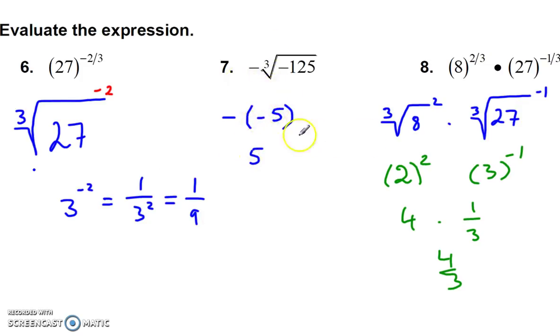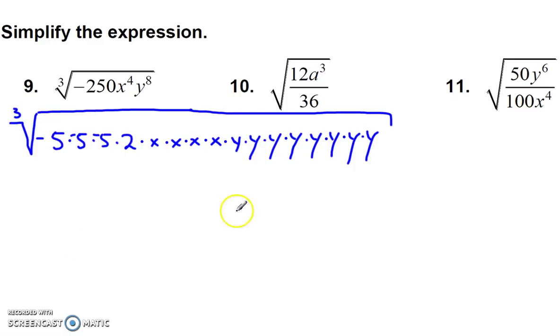Okay, 7 doesn't need a lot of explanation. 8, same situation. I can put the square underneath or outside. So I put it outside because I know the cube root of 8 is 2, and 2 squared is 4. Here I have a negative 1, so again I did the cube root of 27, and then flipped it, and then I get 4/3.